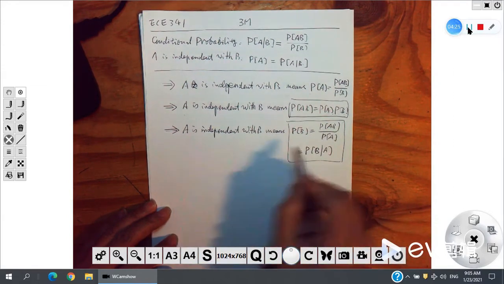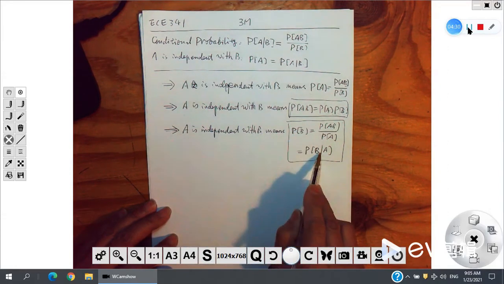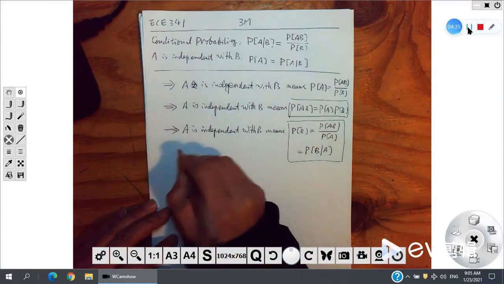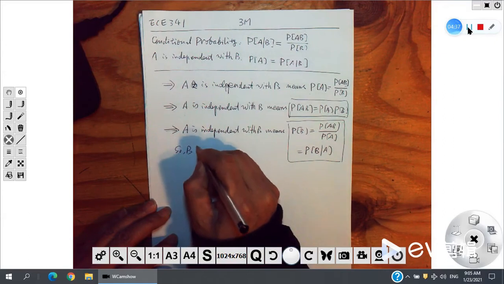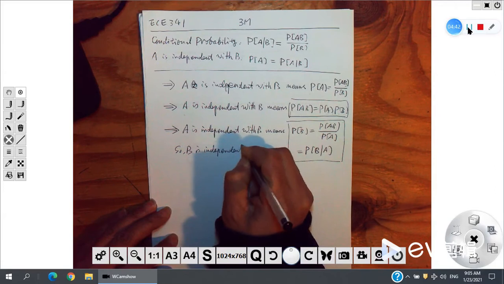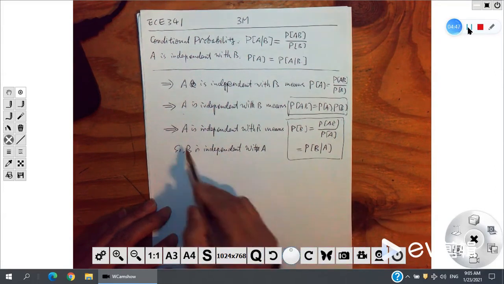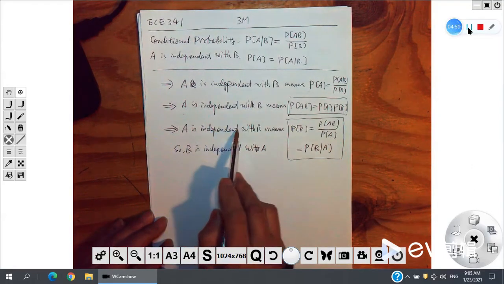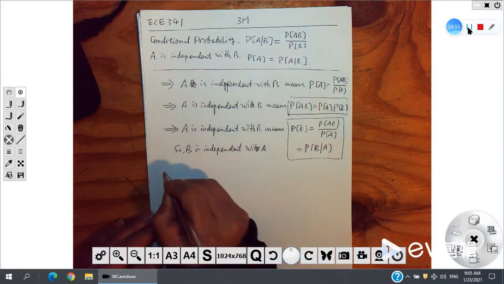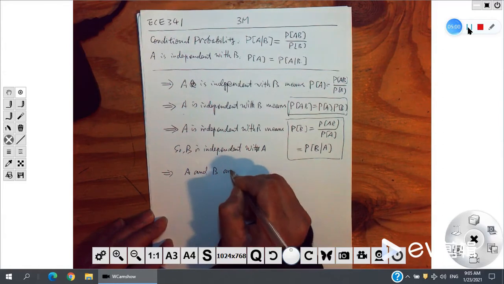So you see, A is independent with B. We have this one, P(B) equals this one. And by definition that means B is independent with A. You can say it in a different order, right? A is independent with B means B is independent with A. Alright, then we can say A and B are independent.